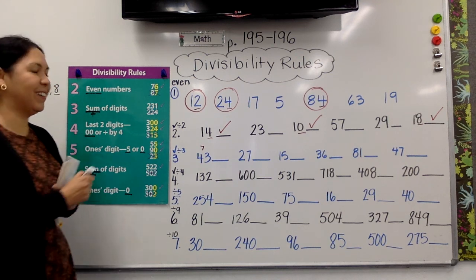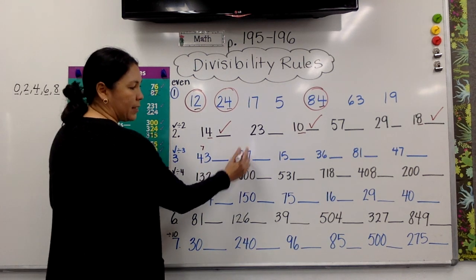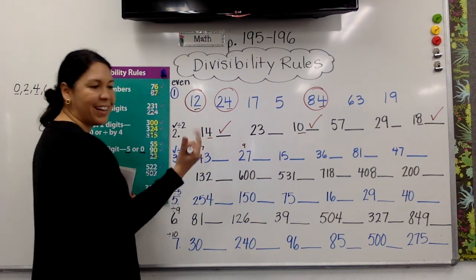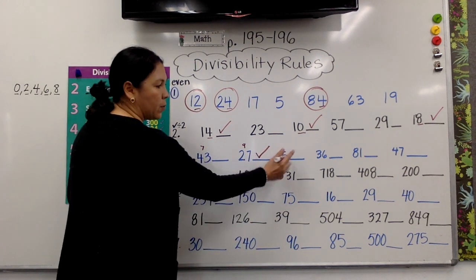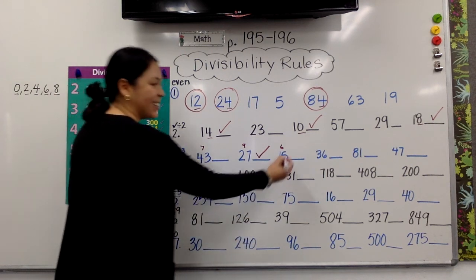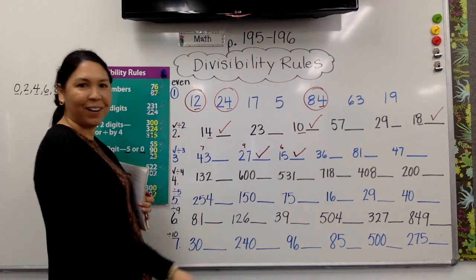Okay, here we go. Let's check. 2 plus 7 is 9. 3, 6, 9. That gets a check mark. 1 plus 5 is 6. That's divisible by 3. Check mark.